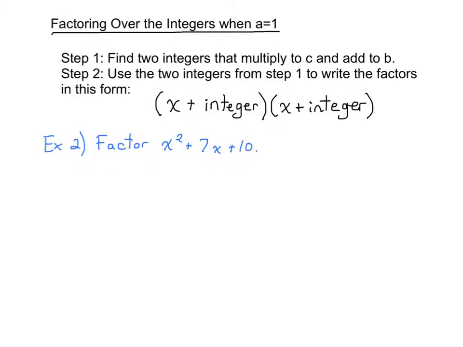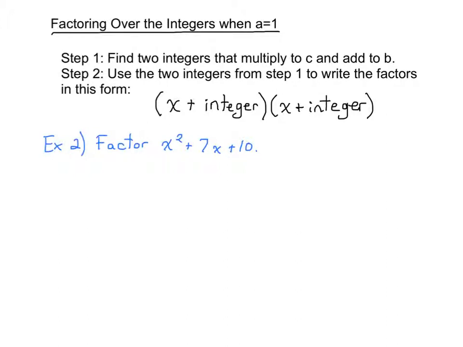All right, so to summarize what we just did on the previous slide, using some steps: if you see that a is equal to 1 in the trinomial, the first step is to find two integers that multiply to c and add to b. Step 2, use those two integers from step 1 to write the factors in this form: x plus one of the integers, times x plus the other integer. We're going to do several examples now using this method.